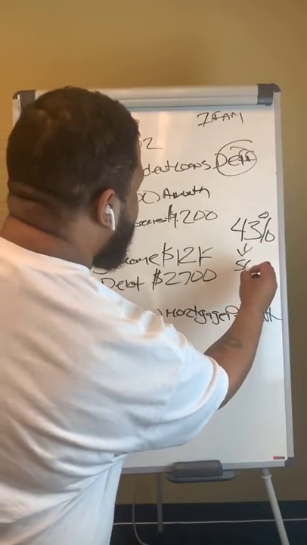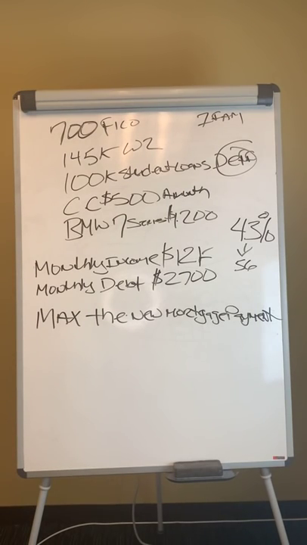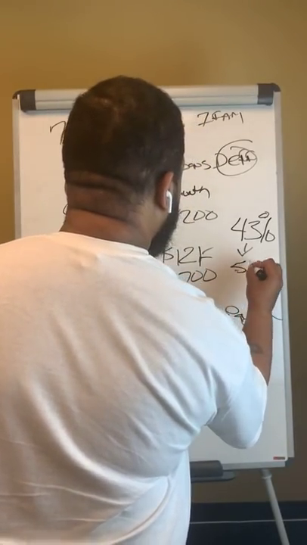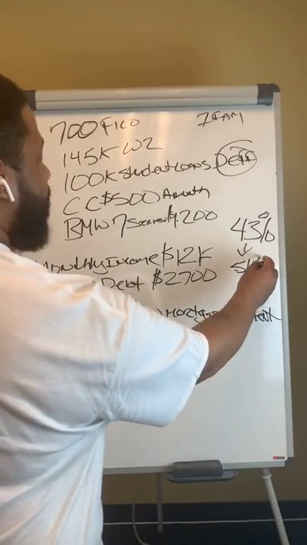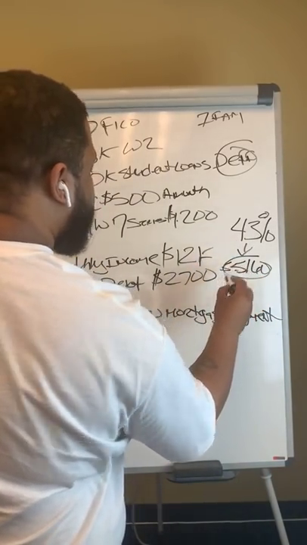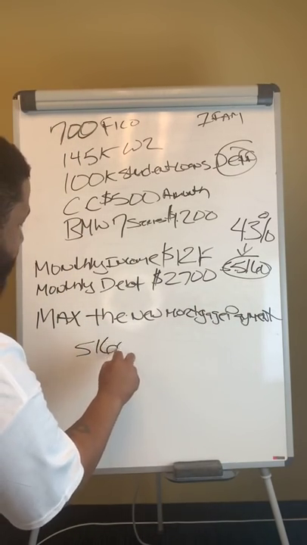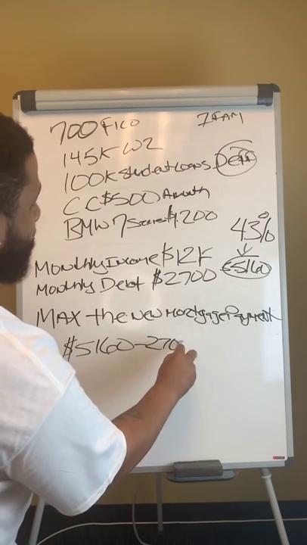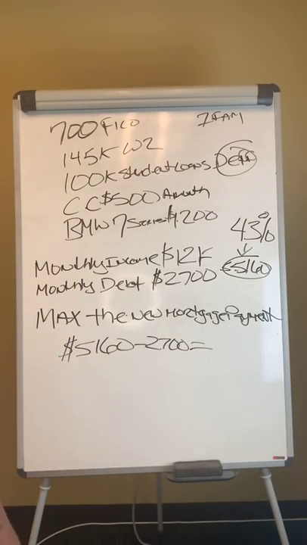You said 56 what? What was that number? Say that again. 5160. 5160, right? So remember, he has 5160. 12K times 43% gives you 5160. Now, you do 5160, all right, minus his 2,700. What's that number? 5160 minus 2,700. His debt now.